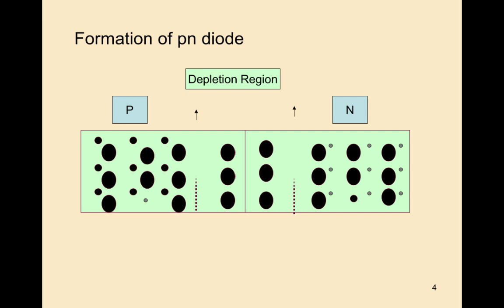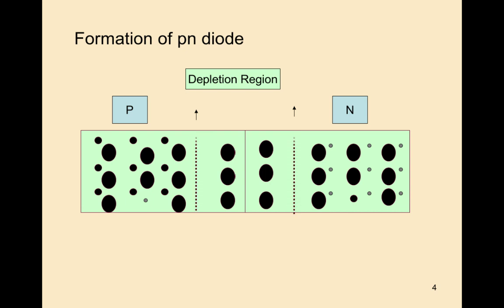In the p type, majority carriers are holes and minority carriers are electrons, and in the n type, majority carriers are electrons and minority carriers are holes. Just by joining these two semiconductors, electrons from the n type semiconductor go to the p side, and holes from the p side move to the n side. In this way, recombination takes place in the p and n type semiconductors.